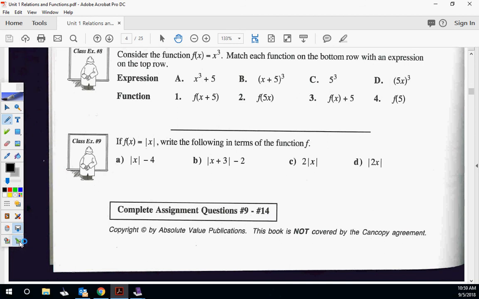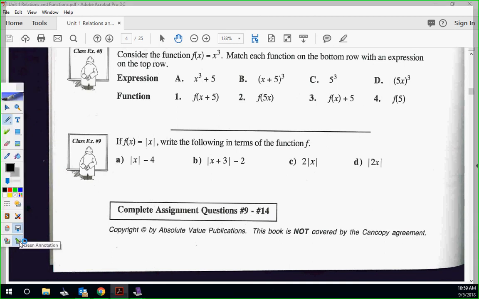Okay. Consider the function x cubed. Match the function on the bottom row with the expansion on the top row. Okay. So these are what we're plugging in. Where's the answer? Is what they're saying. So this is our function, x cubed. So let's do this one real quick. Let's do an easy one. F of 5. That means we do 5 cubed. So that is C.